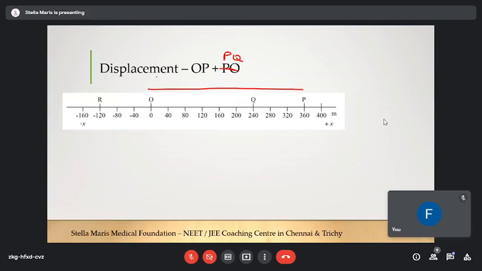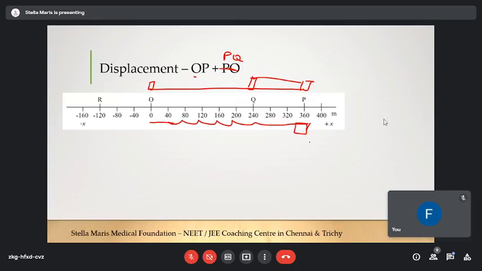The body starts from O to P. Then it has come from P to Q. Is it one dimension or not? Yes, sir, it is one dimension. It is straight line motion only. So here, while going from O to P, the position is increasing: 40, 80, 120, 160, 230, and it has come here. Okay, Disha, you understand? Yes.